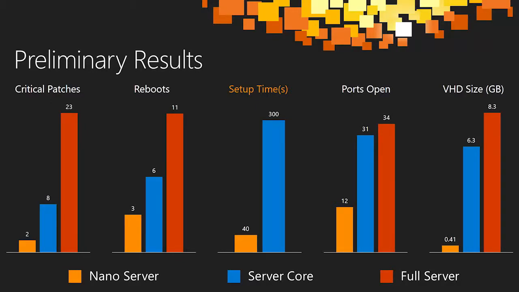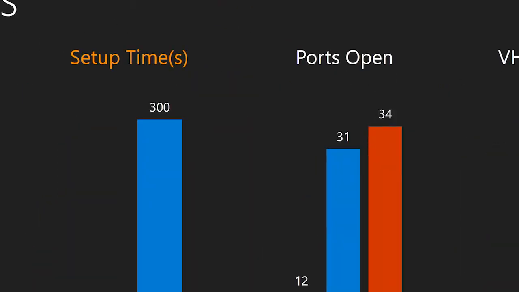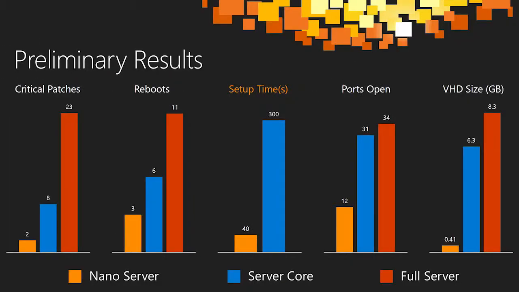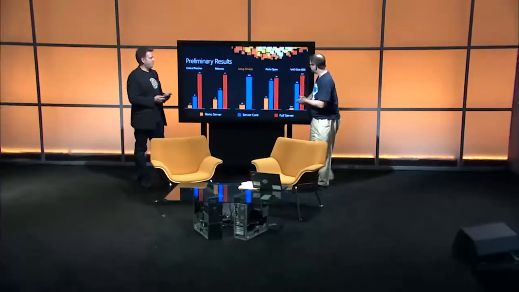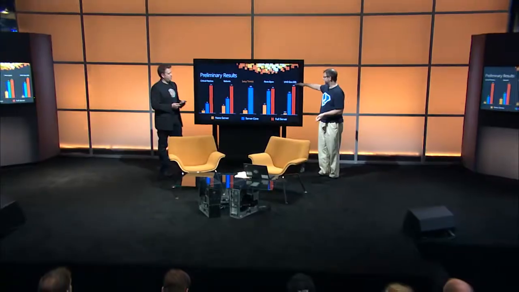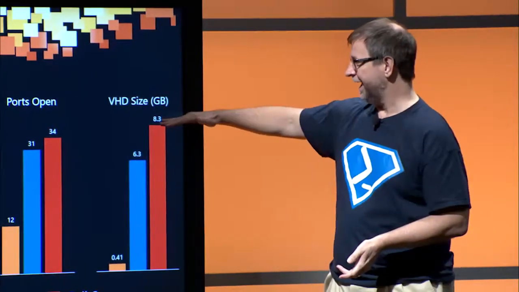And of course, the one that gets everyone, ports open, more secure, goes from 34 ports down to 12, so much more secure, fewer things open by default. And look at this, VHD size. VHD size goes from 8.3 gigabytes down to 410 megabytes. 410 megabytes, it's just crazy. It is so fast. And that's almost 20 times smaller. Just incredible. So it's true to its name, obviously.